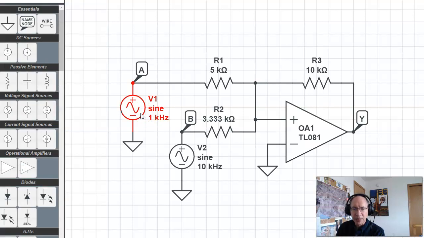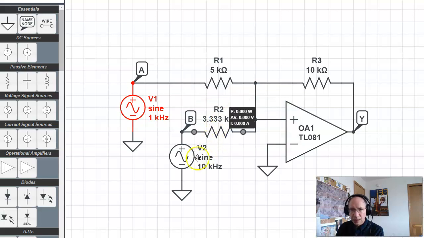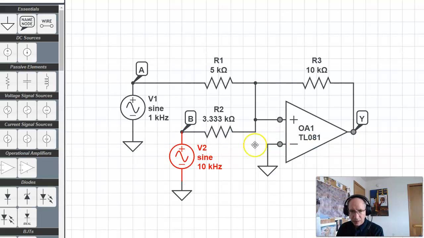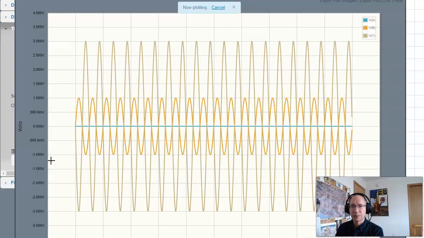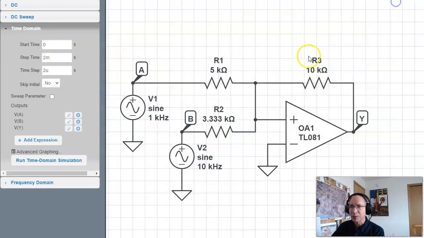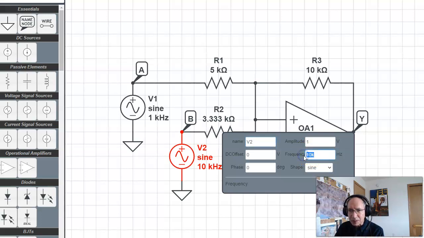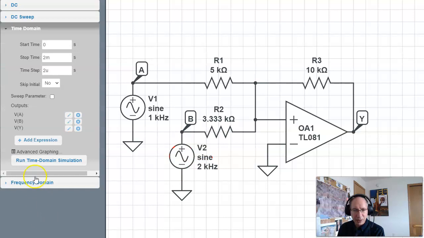If I turn off A and turn on B, let her run, simulate, run time domain simulation. My frequency is really, really high. Let's drop the frequency some. That's why I'm at 10 kilohertz. Let's make this 2 kilohertz. Simulate, go.